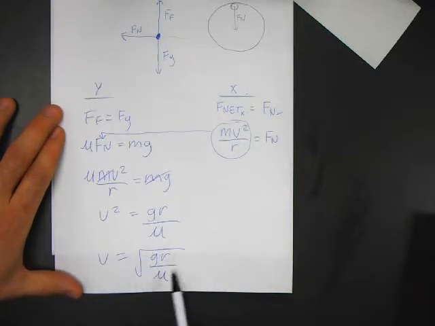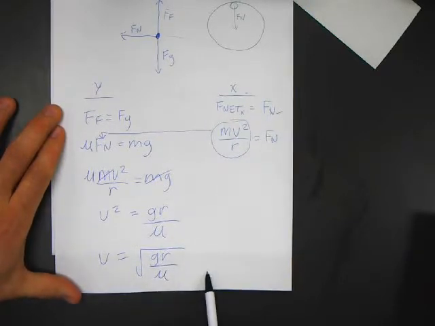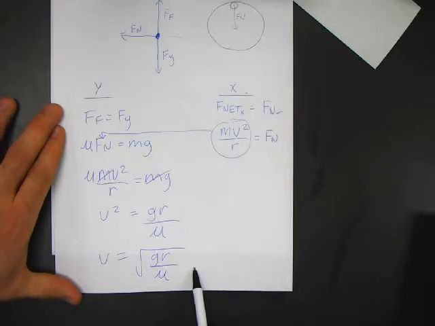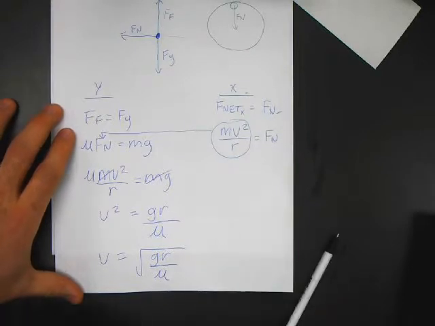If we subbed in our numbers there for r, g, and mu, if I actually gave you those, you could find the minimum speed. From there, a good exercise would be to then find the minimum period of revolution and the minimum frequency of revolution, just to get practice in doing those things.